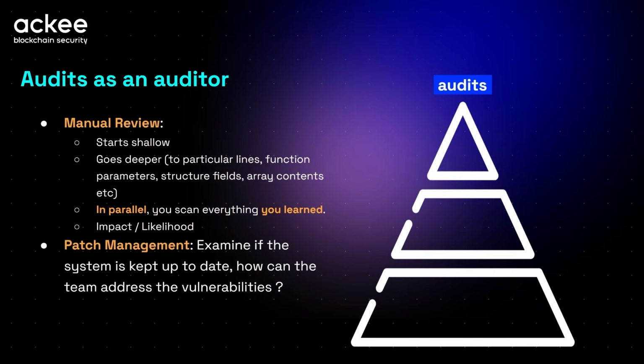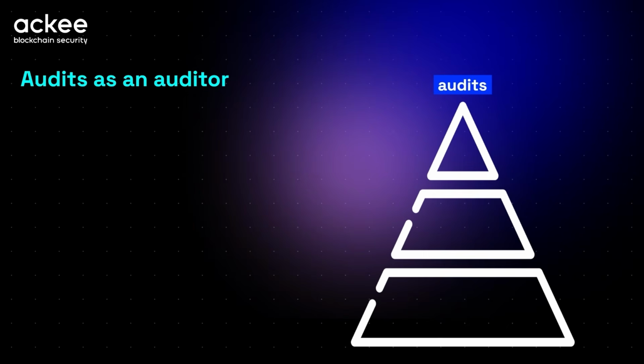Then what is the patch management? Examine if the system is kept up to date, for example. How can the team address the vulnerabilities you send them regarding the manual review, regarding the architecture, regarding the off-chain components? So these are all important steps in the great auditing. But there are also steps to keep in mind.